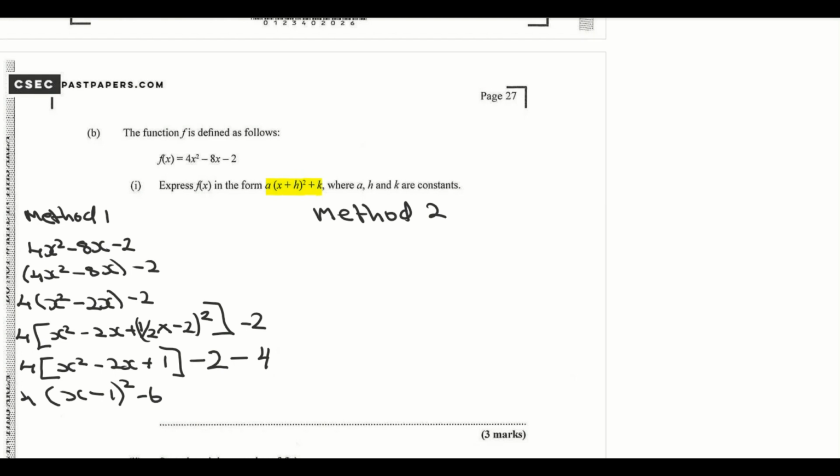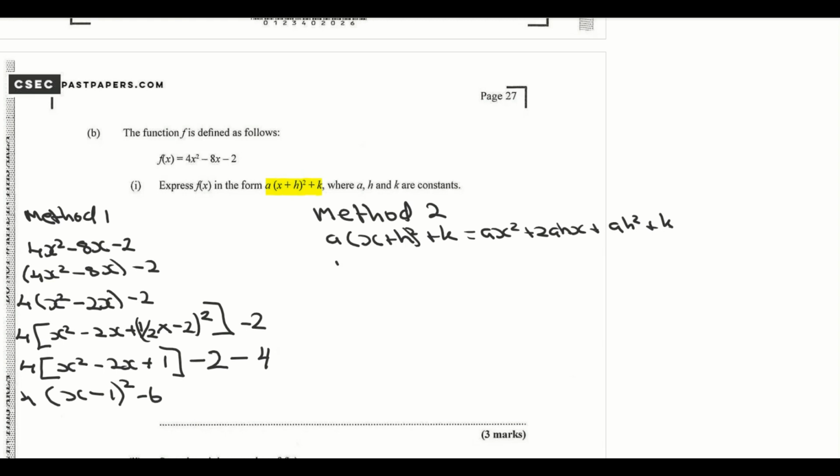Method 2 now is to equate. How do you equate? You know that a(x plus h) squared plus k is equal to ax squared plus 2ahx plus ah squared plus k. So the coefficients of x squared, the coefficients of x, and the constants, or the terms by themselves, you're going to equate with your quadratic.